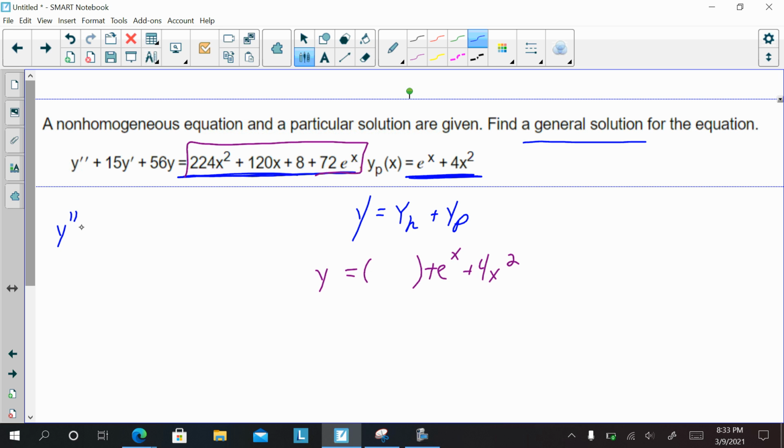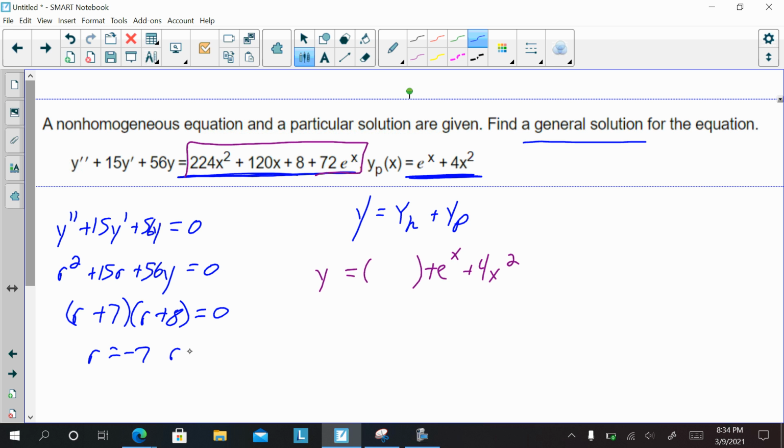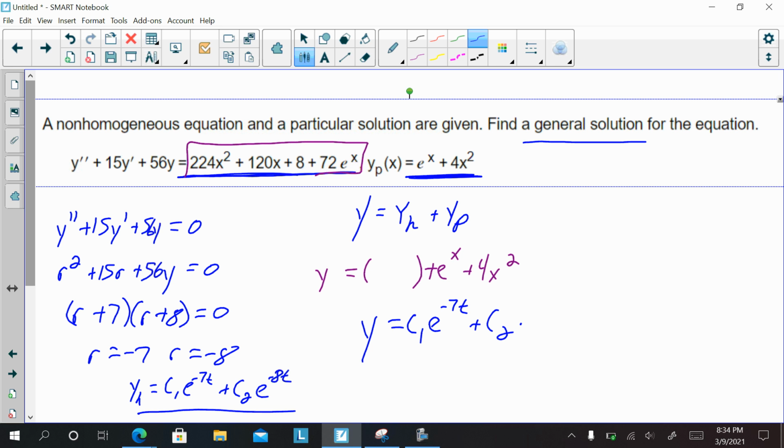So our homogeneous differential equation will be y double prime plus 15y prime plus 56y equals 0, making our auxiliary equation r squared plus 15r plus 56 equals 0, which factors to r plus 7, r plus 8. So we get r equals -7, r equals -8, which makes our homogeneous solution C1 e to the -7t plus C2 e to the -8t. So our general solution will be the homogeneous solution plus the solution that we were given when we have this function on the right. So the solution when we have that function on the right is e to the x plus 4x squared.